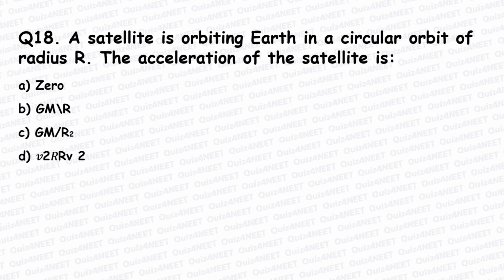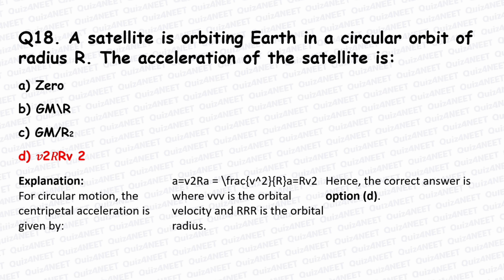Q18. A satellite is orbiting Earth in a circular orbit of radius r. The acceleration of the satellite is: A, GM/R; C, GM/R squared; D, V squared/R. Answer: D, V squared/R. Explanation: For circular motion, the centripetal acceleration is given by a equals V squared over R, where V is the orbital velocity and R is the orbital radius. Hence, the correct answer is option D.